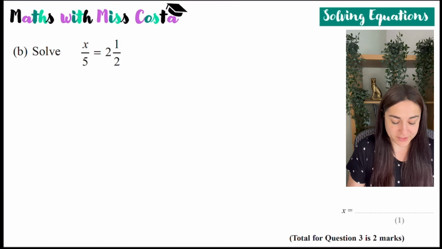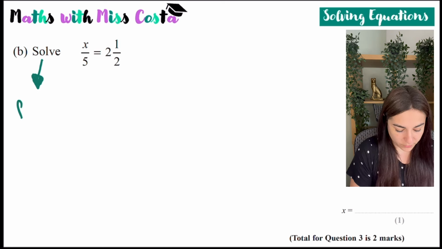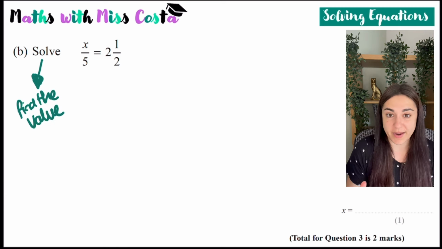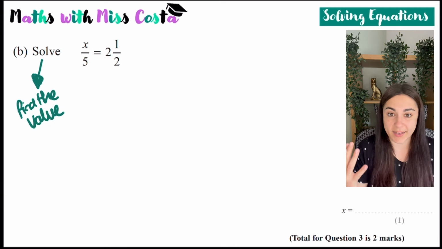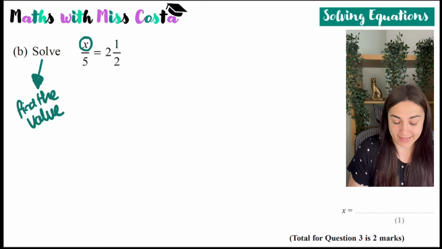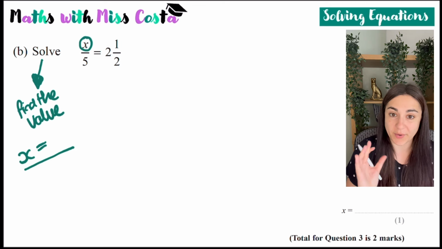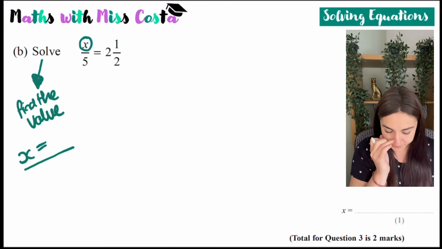Now for the next question, I'm being asked to solve. So solve means find the value of. So essentially, you have a variable, so letters like x, y, z, things like that. So you want to work out the value of x. And in order to do that, you need to get it in the form x equals, so x by itself on one side.